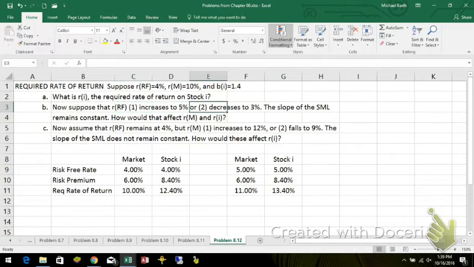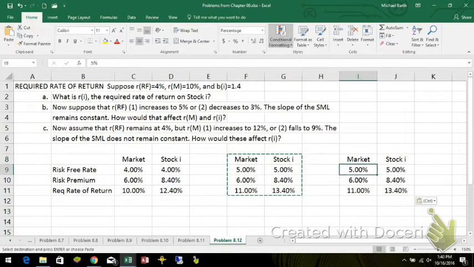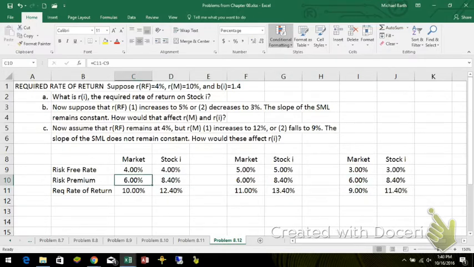Suppose that the risk-free rate increases to 5. The slope of the security market line equation remains constant. That means you haven't had any change in the risk premium. So it doesn't affect the risky portion. It only affected the intercept. And then what would happen if it decreases to 3? Then it'd go down for both of them by the same amount. But changes in the risk-free rate given in this problem are not affecting the risk premium or the betas. All right, now we get to part C.